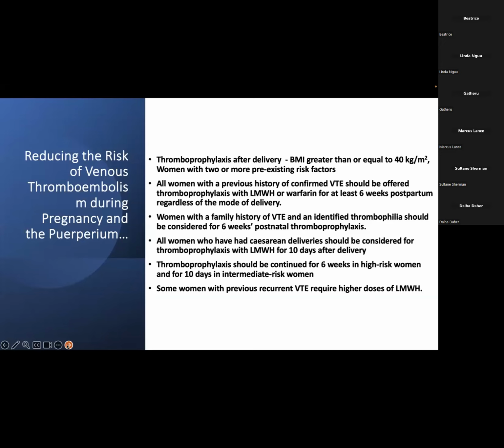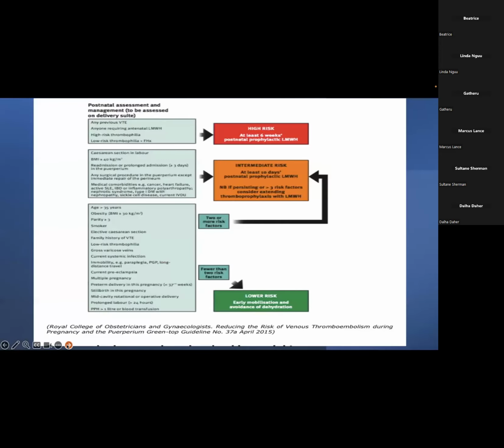So cesarean section by itself is a risk factor. And ideally, and that's what the RCOG recommends, you should give them thromboprophylaxis with low molecular weight heparin for 10 days after delivery. Again, that's a conversation we need to have with the surgeons we work with. Thromboprophylaxis should be continued for 6 weeks in high-risk women and for 10 days in intermediate-risk women, as I've said. Some women with previous recurrent VTE require higher doses of low molecular weight heparin.